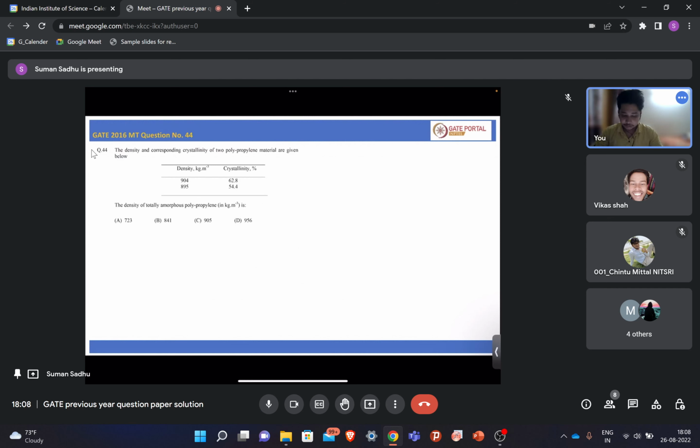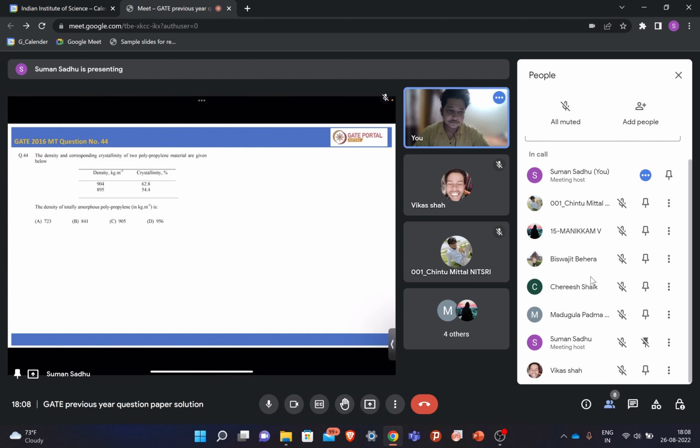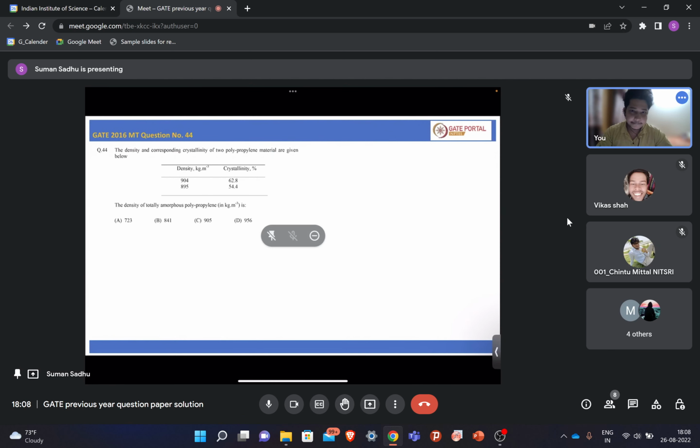So let us solve this question. Before that, does anyone have any idea, or can anyone try to answer how to proceed? Okay. So let us solve this question. You have to calculate the density of the totally amorphous polypropylene.